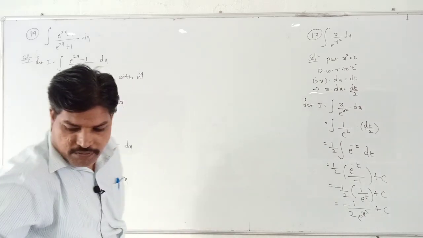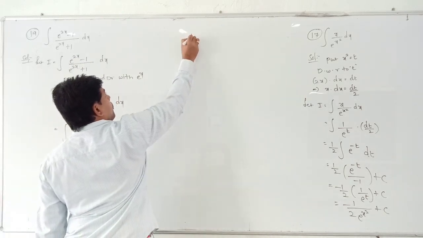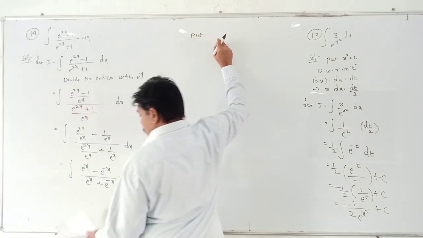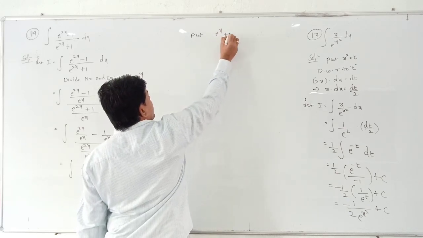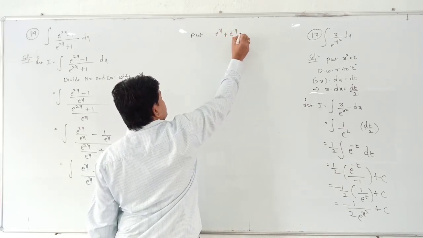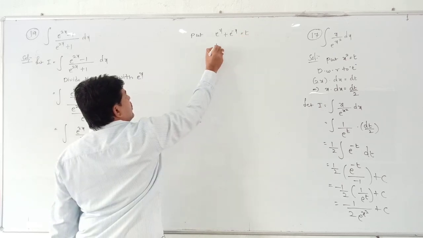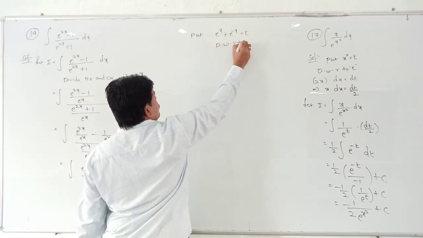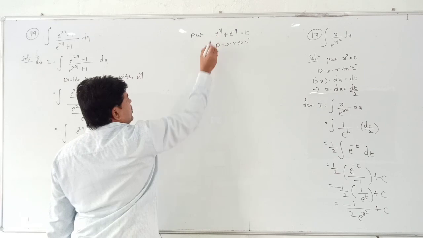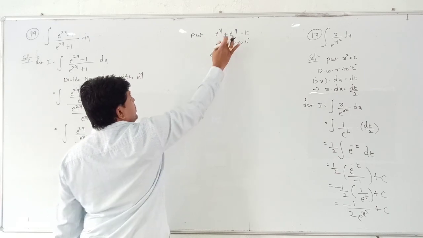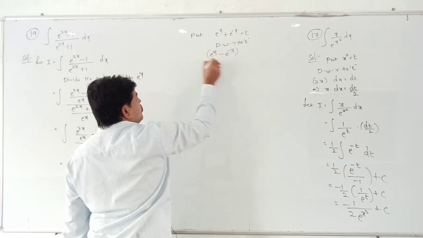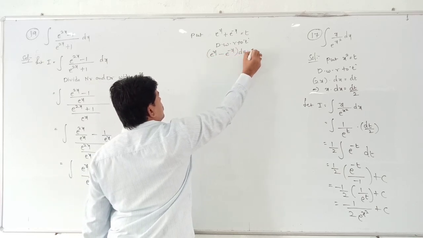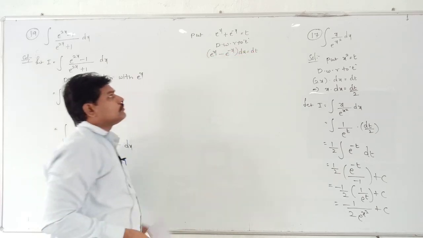So here, what I will take is, put e^x + e^(-x) = t. Differentiate with respect to t, what happens? The derivative of e^x is e^x, and the derivative of e^(-x) is -e^x, into dx is equal to dt.